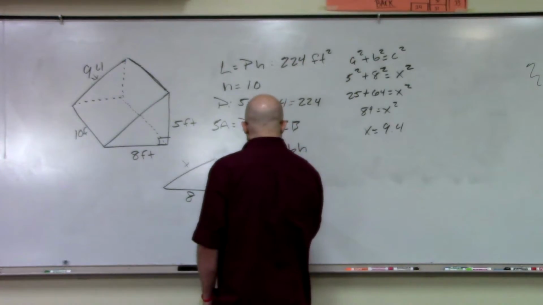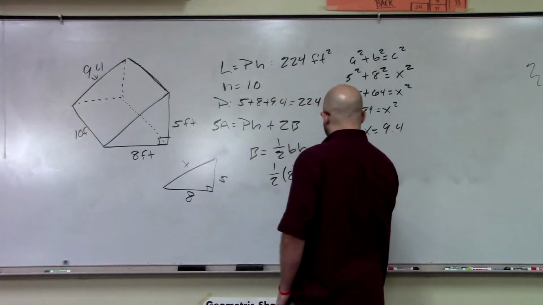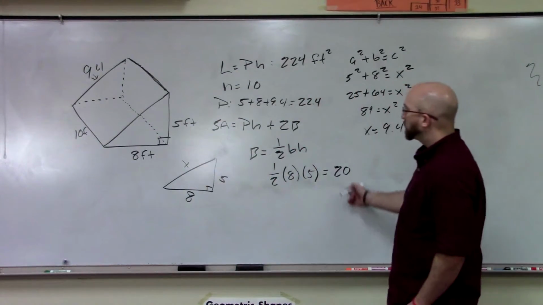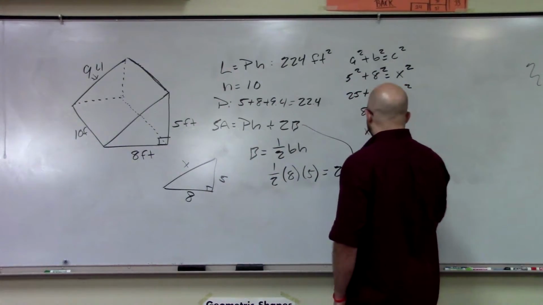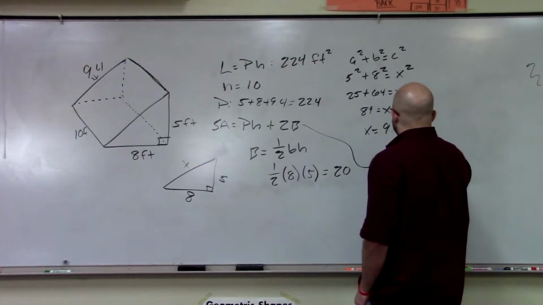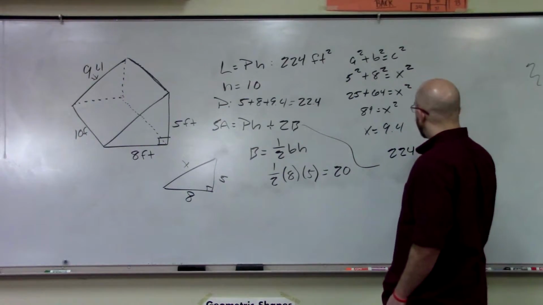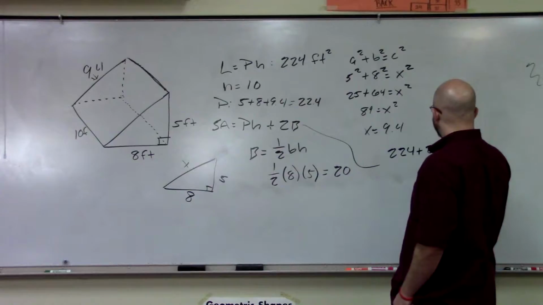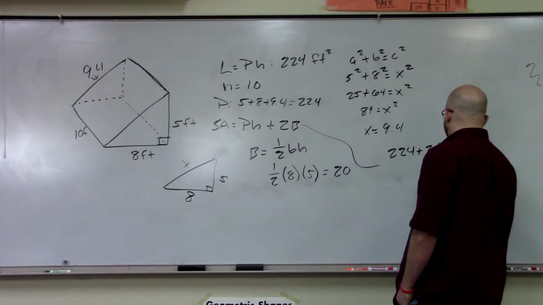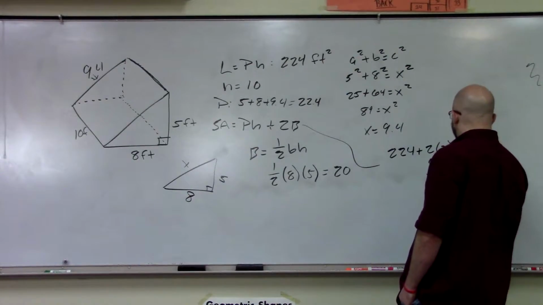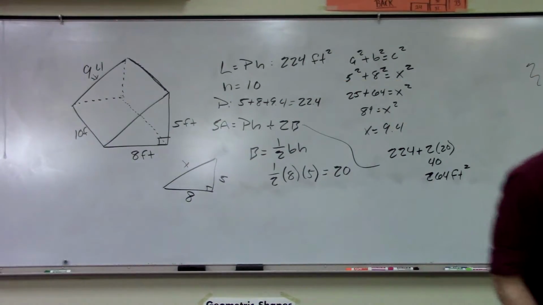So 1/2 times 8 times 5 equals 20. Of course, we want 2 of them, so that just equals 40. So we come over here. We got 224 plus 2 times 20. This equals 40. So this whole thing is going to equal 264 feet squared. Okay, so that's how you find the surface area with a triangle base.